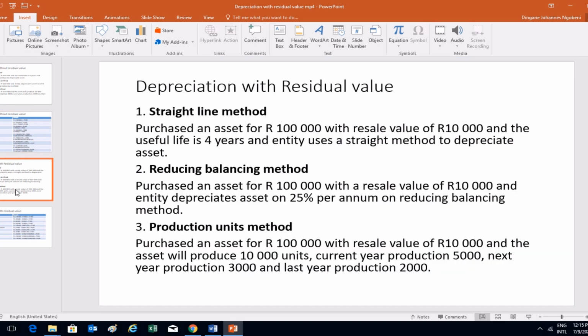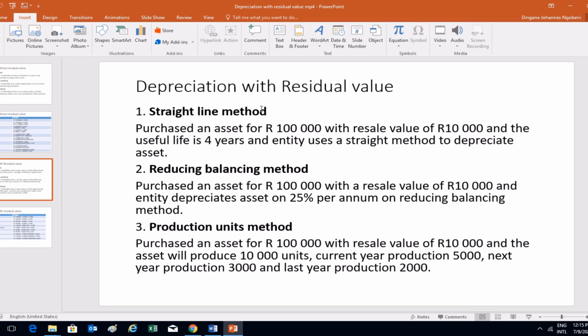And number 2. Now we're saying depreciation with residual value. Again, I'm doing straight line, reducing balance, and production unit. Now we're saying we purchase this, but it has a resale value of 10,000. Same information. Even this one, resale value of 10,000. Even with this one, resale value of 10,000.